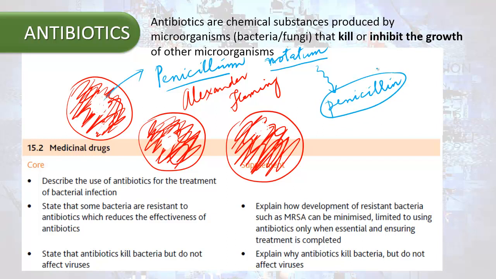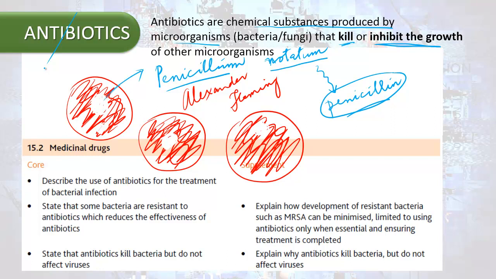So now if you're looking at that definition, it should make a whole lot more sense. Penicillin was the very first antibiotic. It was a chemical substance produced by a microorganism, in this case Penicillium notatum, that killed his bacterium. Okay, so antibiotics could be killing the bacterium or inhibiting, that is slowing down the growth of other microorganisms. That's what antibiotics are. And that's why they are called antibiotic, against life.